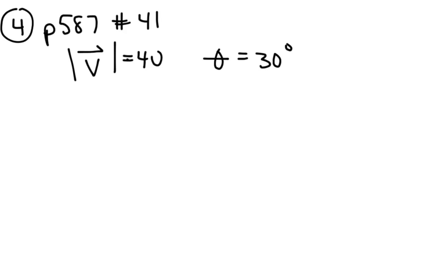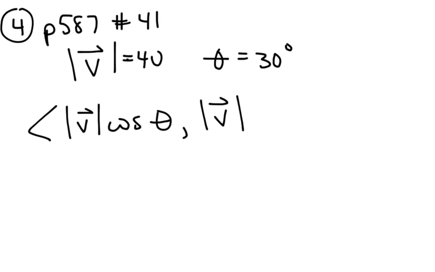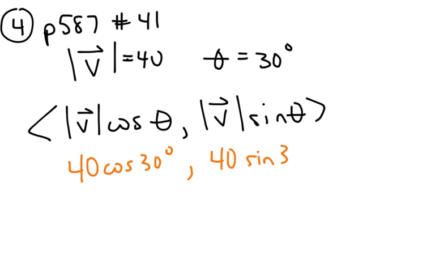On page 587, number 41, in order to find the horizontal and vertical components of the vector given its length and direction in ij form, we're going to use, I should rewrite that, it's going to be the magnitude of the vector times the cosine of theta, comma, the magnitude of the vector times the sine of theta. This is very reminiscent of when we did polar coordinates. So I'm going to do 40 cosine of 30 degrees, comma, 40 sine of 30 degrees.